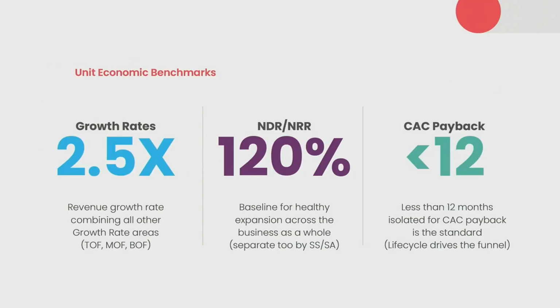Now, unit economic benchmarks, if you didn't write anything down around this, these are the key ones. 2.5x growth rates, this is typically what people are looking at today in the market for revenue metrics. 120% is considered really good NDR or NRR. If you're above 100% though, that's also a good spot to be in.